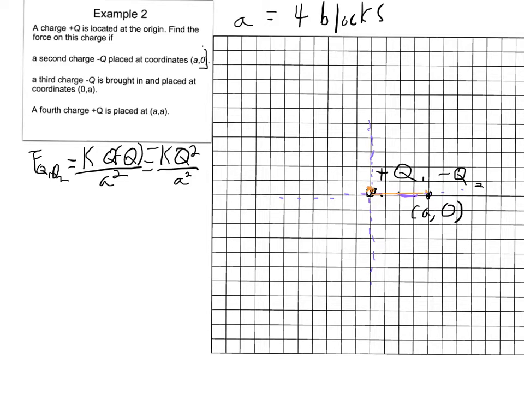So positive q would be attracted to negative q, and so we would have a force toward negative q, because they'd be attracted. But that's it. That's the force so far.